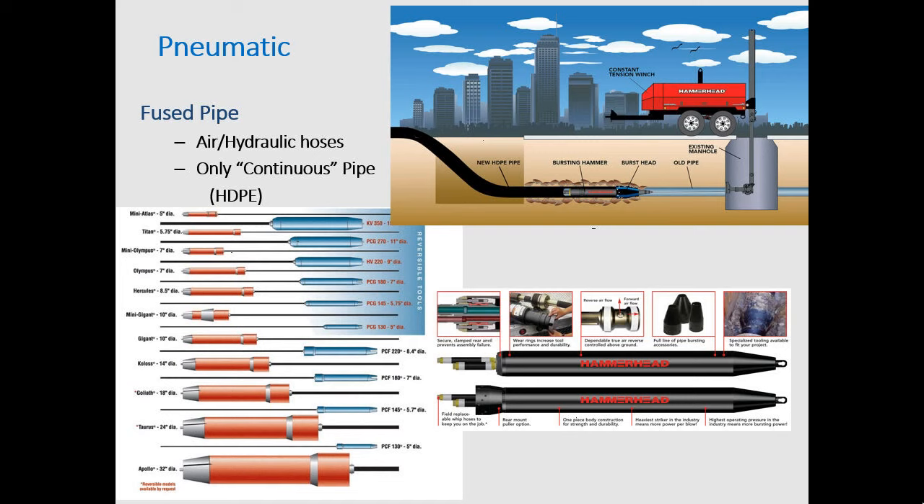And this is the one that only continuous pipe works on. You can't use a segmented pipe because you have these hydraulic hoses. If you're going to burst a segment that's 300 feet, you need 350 feet of hydraulic hoses, depending on where your power pack is. That's got to be fed through your pipe to operate it. So again, this is not something that's seen in Alaska very often, but it is out there. So just be aware.